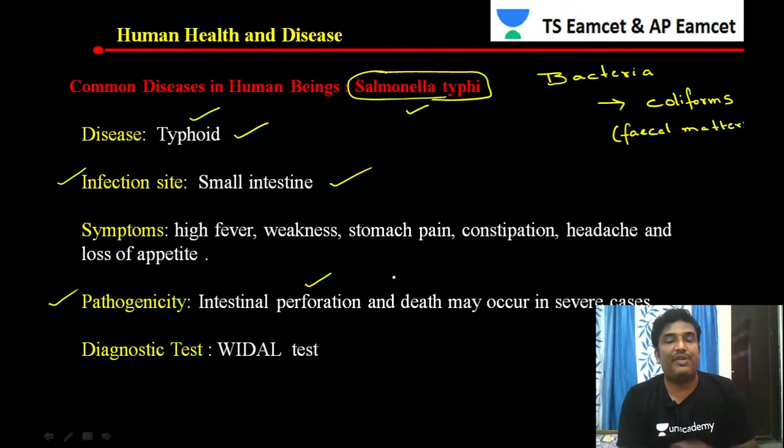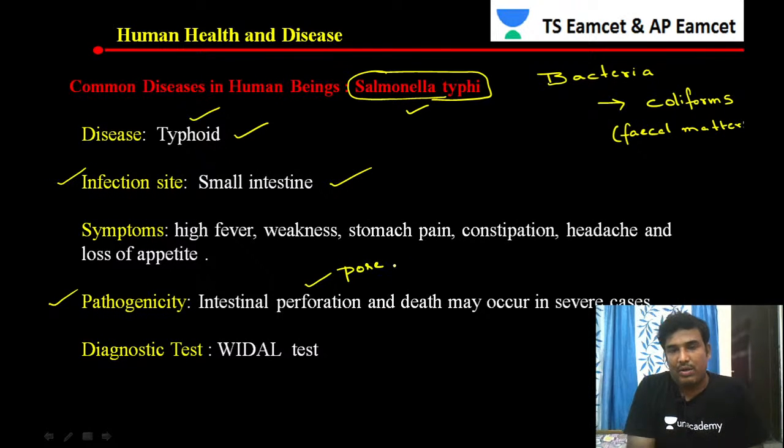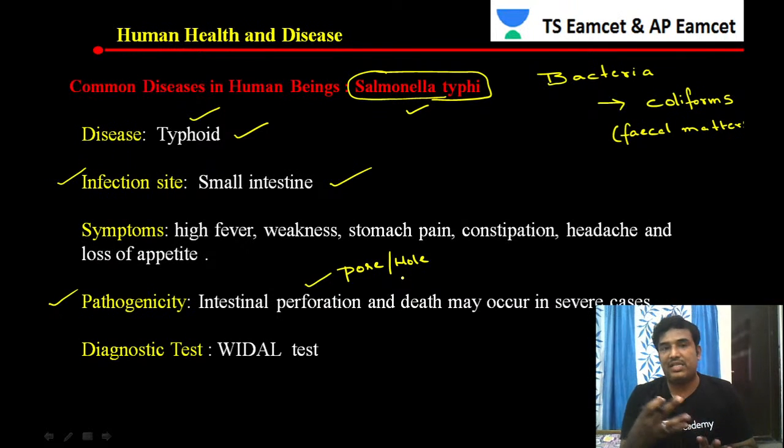So when a person is suffering with typhoid fever in a very severe case, the infection site is the small intestine, and this bacteria creates perforations. Perforation means pores or holes, whatever it may be. So it creates pores or holes in the intestine. Because of that, all the intestinal fluid starts leaking out and the person may also die. So intestinal perforations and death may also occur in severe cases. That is how the pathogenicity is.